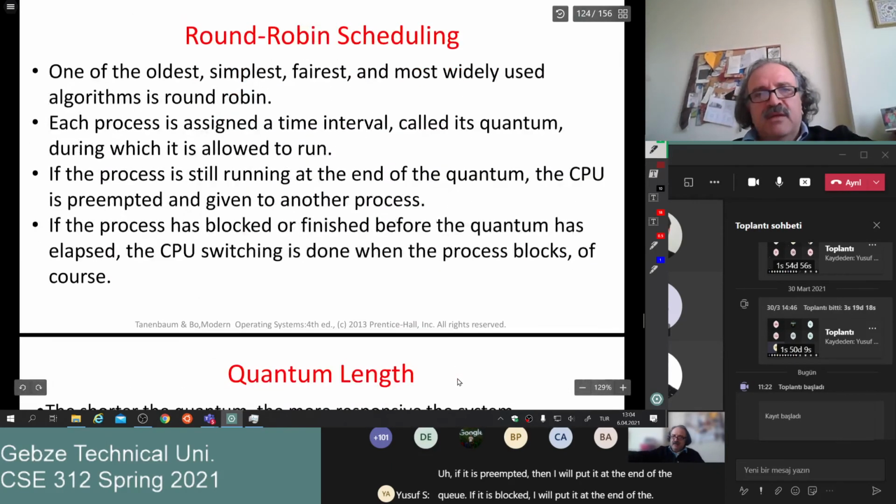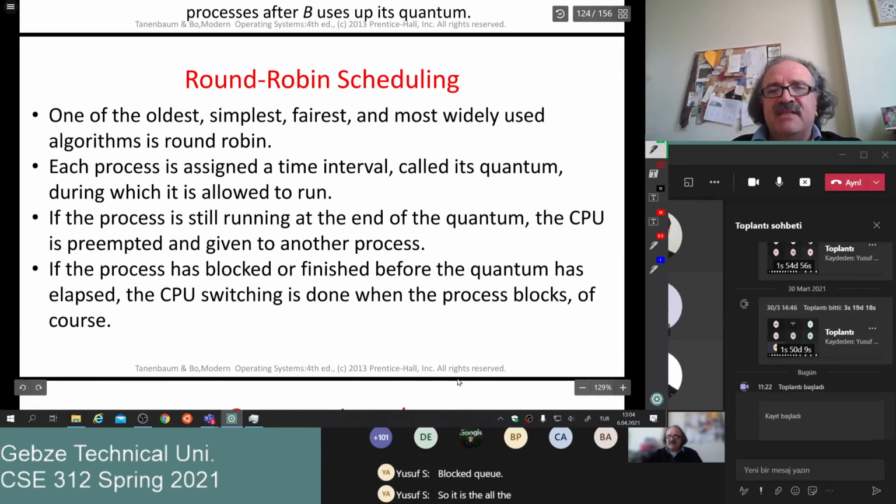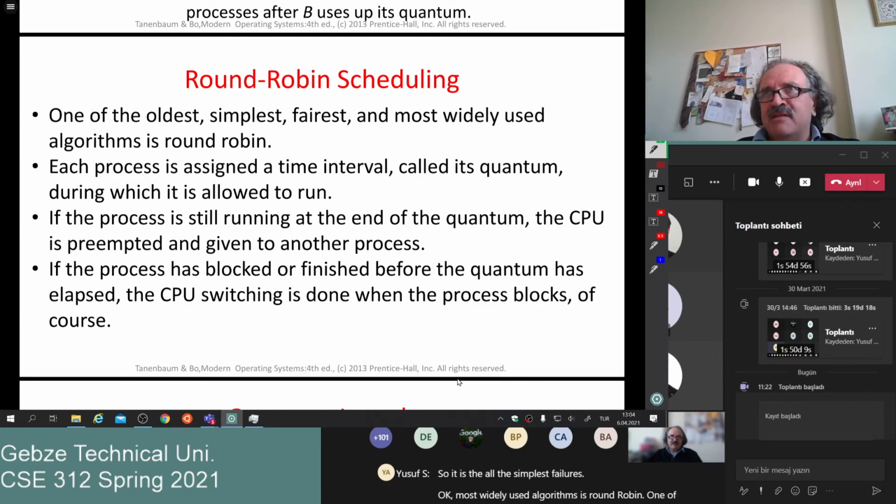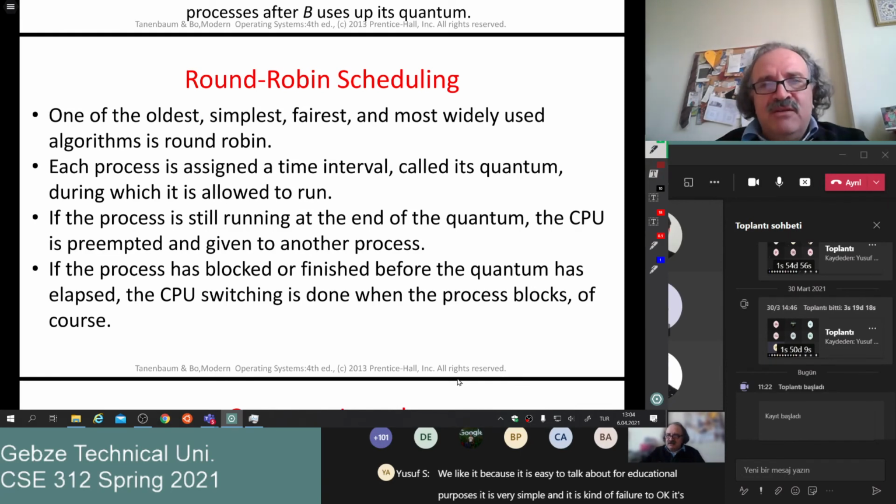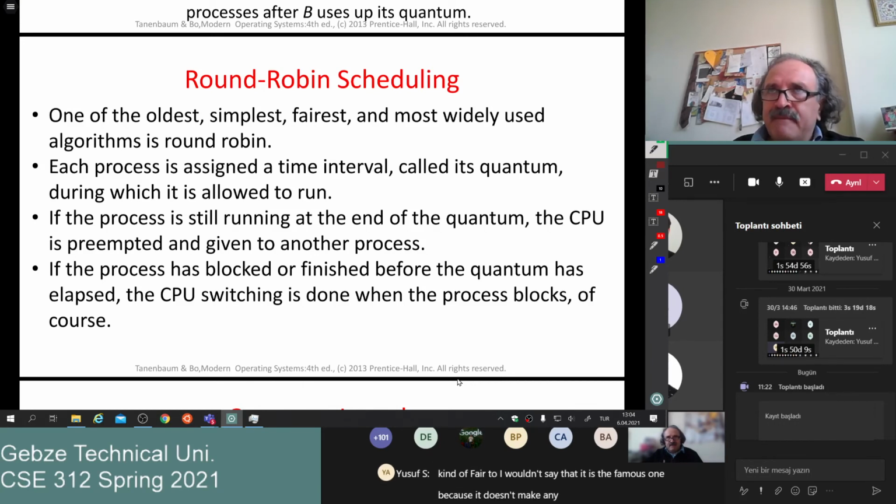So it is the simplest, fairest, most widely used algorithm, round robin, one of them. We like it because it is easy to talk about for educational purposes. It is very simple, and it is kind of fair too. I wouldn't say that it is the fairest one because it doesn't make any distinction between I/O bound processes and the CPU bound processes, but it is good enough for most of the cases.